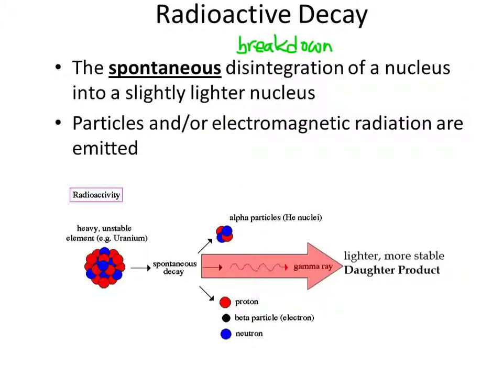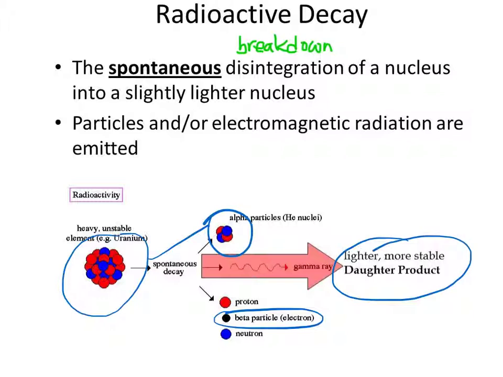Just to reiterate, here's a nucleus, and when it goes through a spontaneous decay, it emits a particle. Here are some of the particles: here's the alpha and here's a beta. And you end up with a lighter, more stable daughter product. Let me show you some examples as a picture of this process.